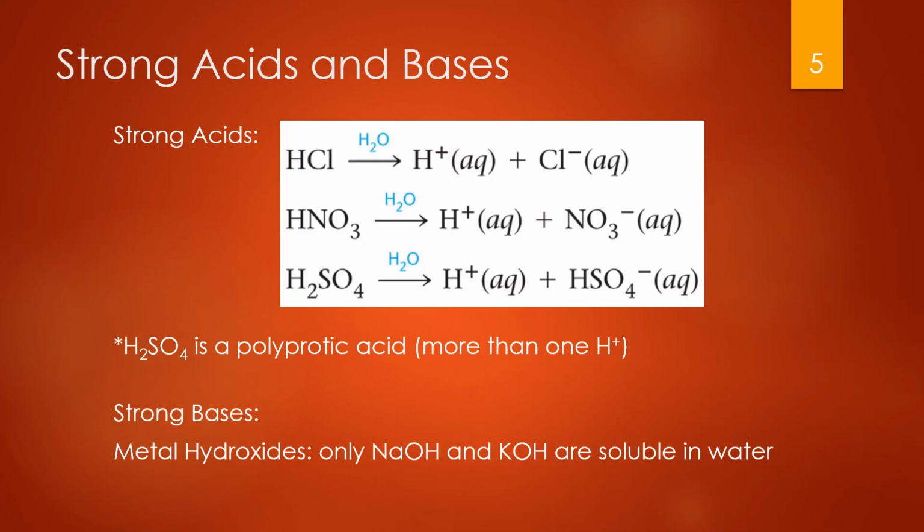So here are just a few examples of some strong acids. So we have HCl, HNO3, and H2SO4. So HCl is called hydrochloric acid, HNO3 is nitric acid, and then this H2SO4, notice on this one, it's got 2 hydrogens. The other 2 strong acids didn't.